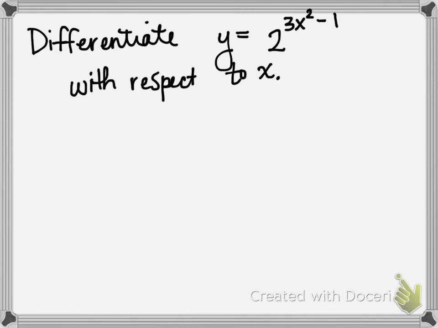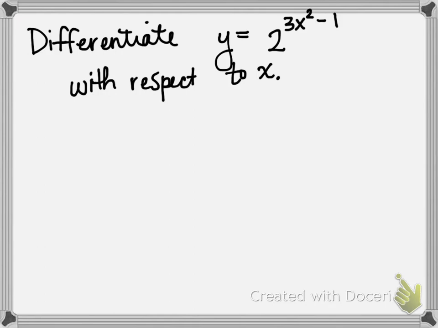So let's first locate our inner function. Let's remember how to do this. If you are going to evaluate y equals 2 to the 3x squared minus 1, and you put in an x, like maybe say x equals 5, probably the first thing you're going to do is figure out what 3 times 5 squared minus 1 is. By the way, that's 74. And then after you figure out it's 74, you're going to do 2 raised to the 74th power.